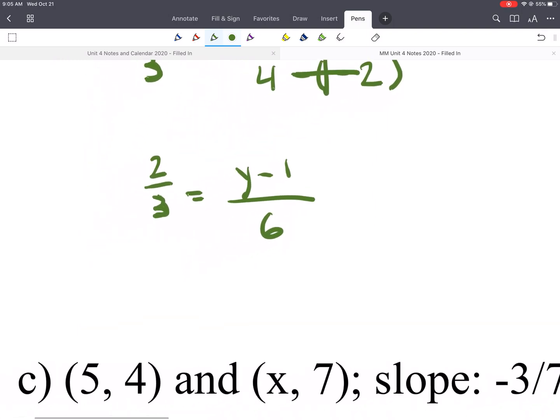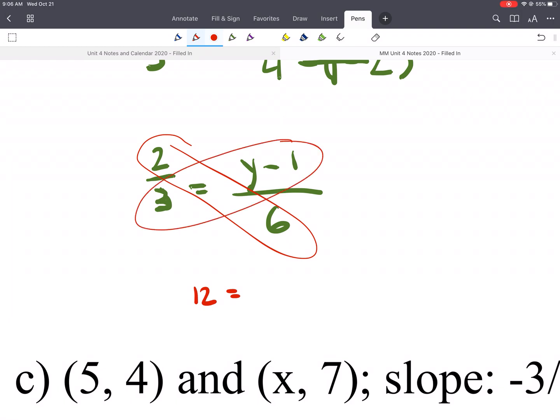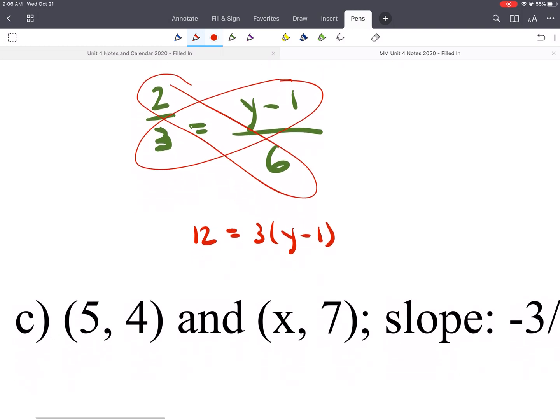So that's what I would do. I'd multiply these, that gives me 12 is equal to, and then I'd multiply these, so that gives me 3 times y minus 1. And then we could distribute. So I'll do it over here: 12 is equal to 3y minus 3. We distribute that 3 to everything inside.